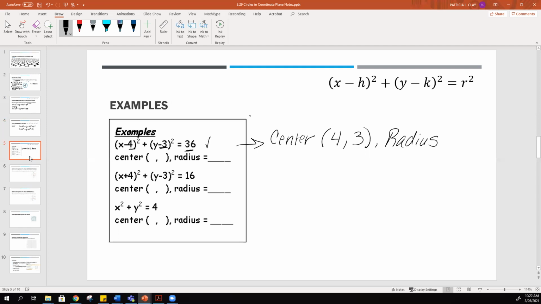So the square root of 36 is what? 6. So I'll write it over here. 6. All right, let's do the next one.